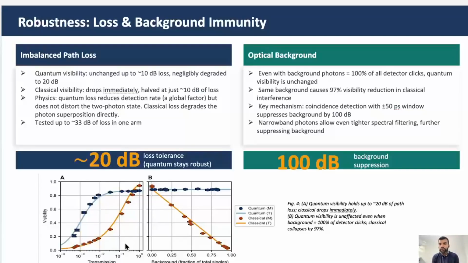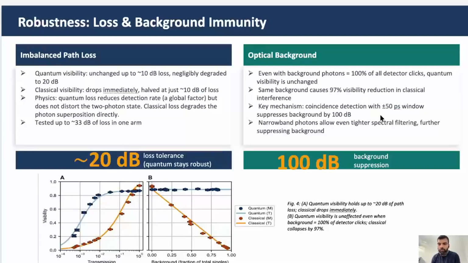The authors tested two types of adversarial condition: imbalance in path loss and optical background. So first we go with the path loss. Imagine you insert an attenuation element in one of the two interferometer arms, let's say in the second arm. In a classical interferometer, this immediately disrupts the photon superposition state. The visibility starts dropping right away, and by the time you have lost about 10 dB, that's about 90% of your light, the classical visibility has already halved.